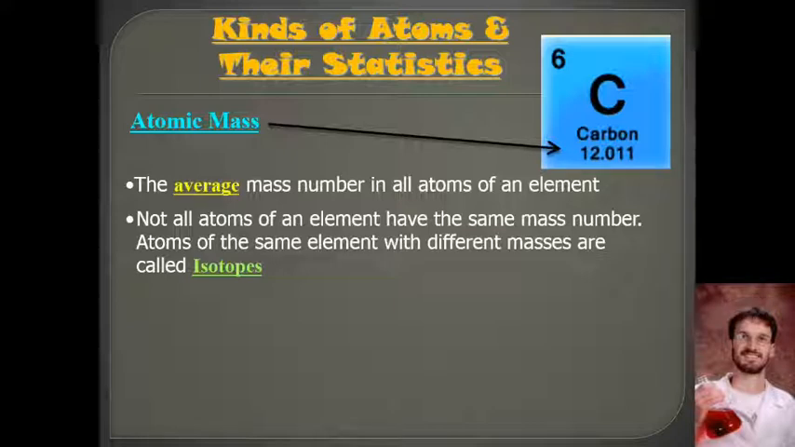But some carbons don't have 6 neutrons. Some carbons have 5 neutrons. Some carbons have 7 neutrons. Some carbons have 8 neutrons. Some carbons have 9 neutrons. And that changes the amount of mass. And if you average together all the masses of all of the atoms, this is what you get. And that means most of them have 6 and 6.